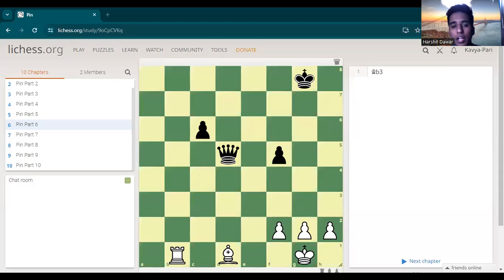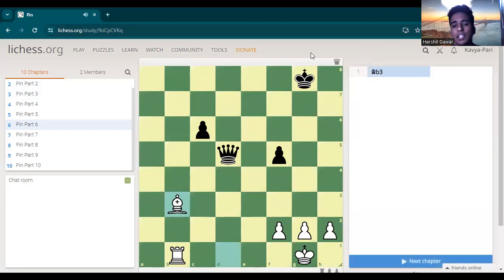Well, if you were able to spot it, then it's good. Otherwise, you can just pause it right now and try to find some way if the pieces are aligned in any kind of way, and you can just pressure them. Fantastic. Bishop b3 is the move. And simply, the queen and the king are aligned diagonally, and the bishop is simply pressuring.